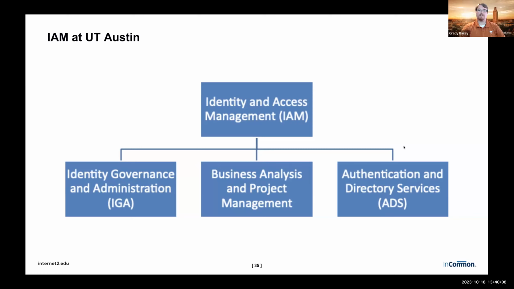Then we have the identity governance and administration team. That team holds our identity management service, as well as our group and role management and some other authorization and identity management services. And then in the middle, we've got a group of business analysts and project managers. They're not directly part of one team or the other. They help out as we need those resources on various projects across our team.